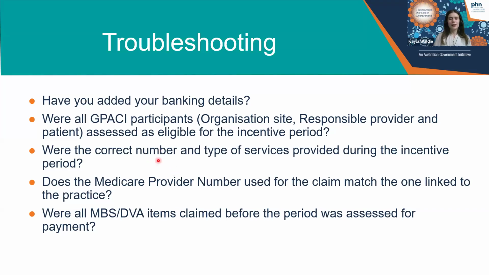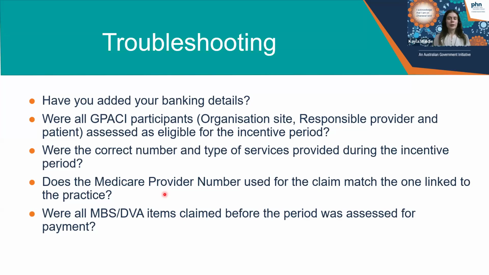So you'll be able to see which item numbers were billed and make sure that those are the ones that are on the list of acceptable item numbers for the GPACI incentive. This is a really important one here. You can check, does the Medicare provider number used for the claim match the one that's linked to the practice?